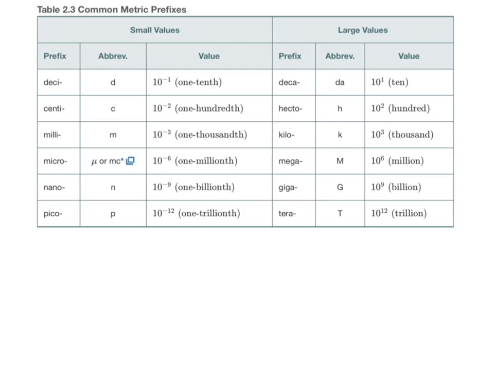So the very largest prefix here is tera, which means a trillion, or 10 to the 12th, and then it kind of backs up from there. So tera is the largest, then giga, then mega, kilo, hecto, deca. And then as we're getting smaller here, we've got to switch over to the small values on the left. These are prefixes, so in between these small and large value prefixes, you would have whatever the base unit is.